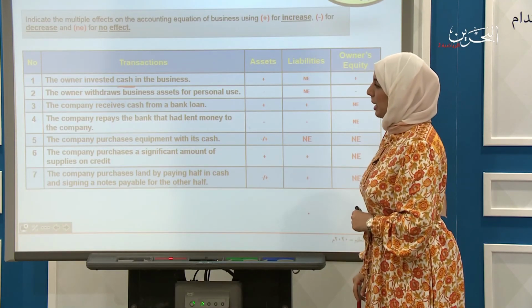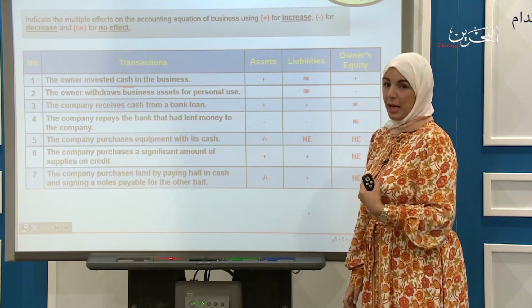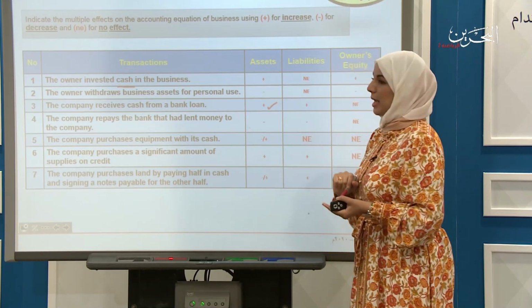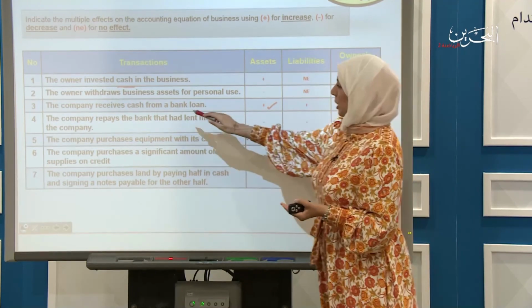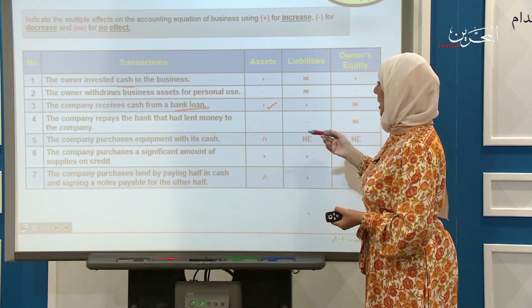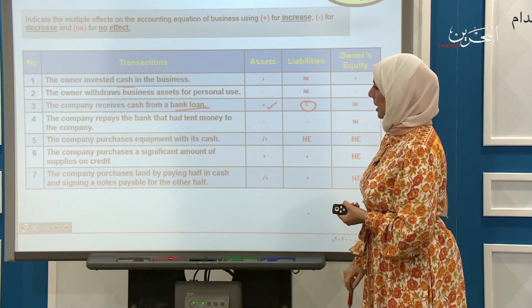Thirdly, the company receives cash from a bank loan. If I receive cash, the cash in my company will increase, and I know the cash is a type of asset. The bank loan means I have a liability, and the liability will increase for me in my company.